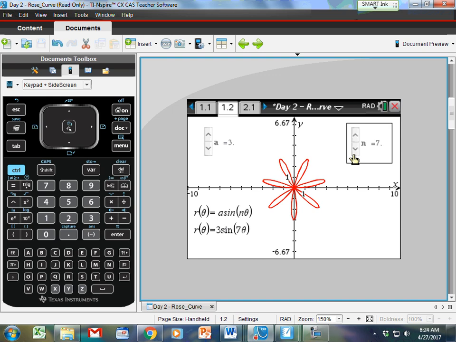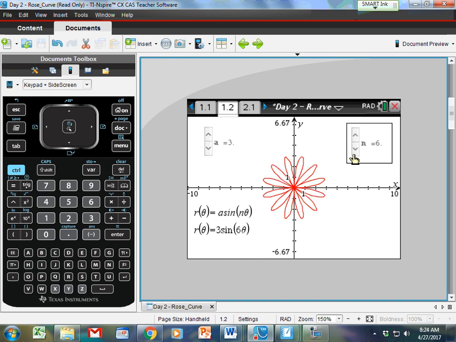Also notice the symmetry here. Is there symmetry in this graph? No symmetry? There is symmetry? What type of symmetry do we have? Y-axis. We could fold it along the y-axis and we would get the same thing on the other side. And I wonder why it's y-axis symmetry. It's the sine function, right?